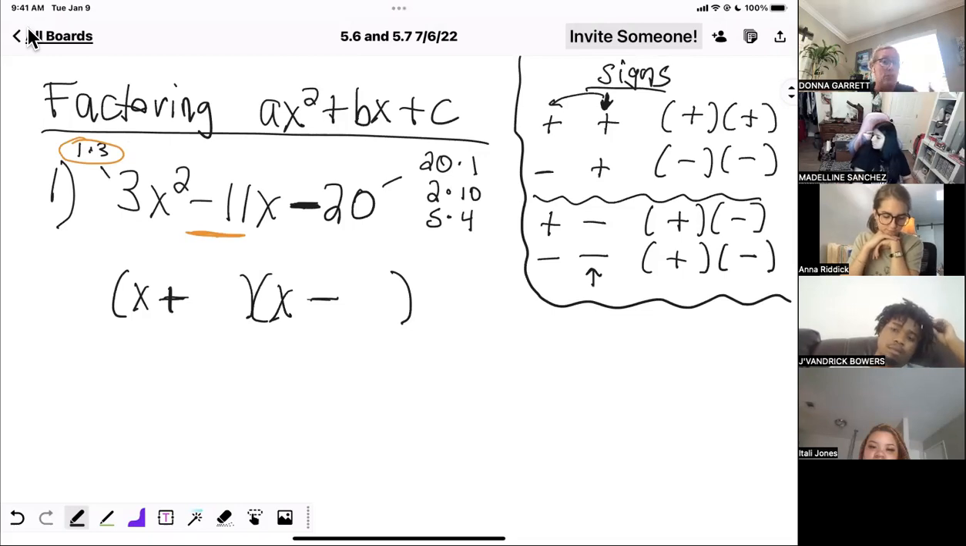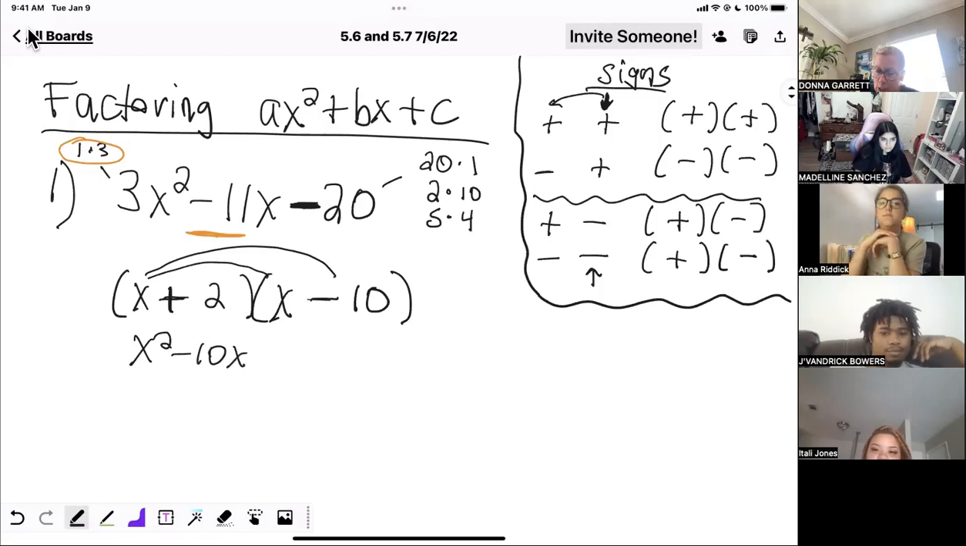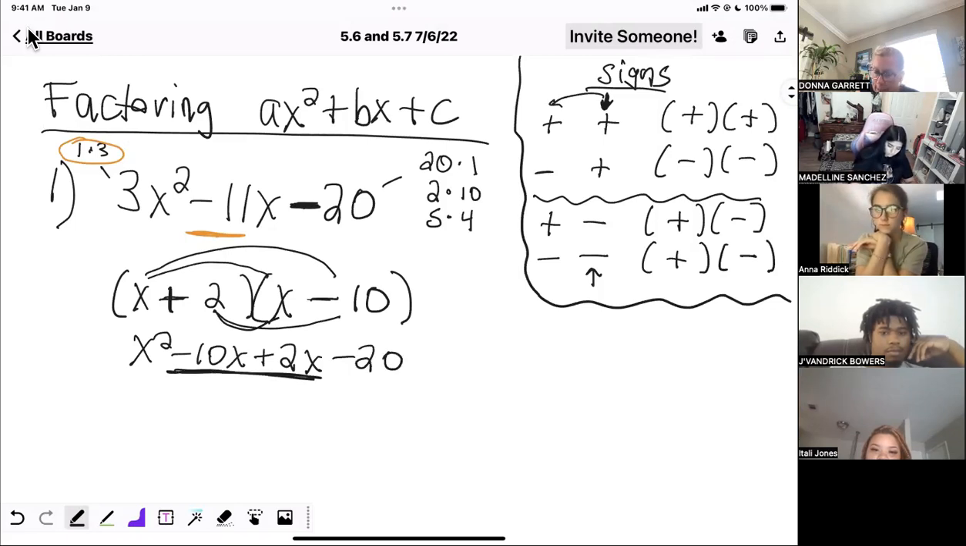All right, so like I said, I'm going to pick something. Say I pick 2 and 10. Okay, is that the right answer? I don't know. How are we going to know? We're going to check it. X times x is x squared. X times negative 10 is negative 10x. 2 times x is 2x. 2 times -10, -20. This is the key right here. Will I get -11? And unfortunately, I get -8. But that wasn't the right combination at all.